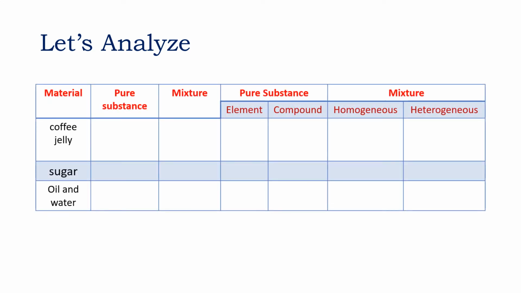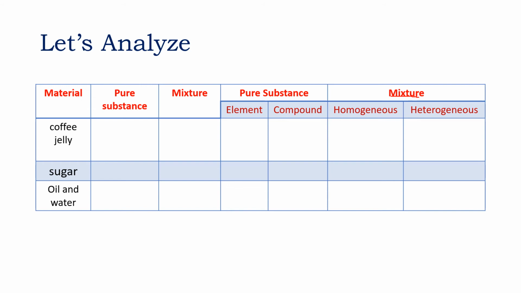Okay, so let's analyze this one. Okay, tingnan po natin. So we have the materials, coffee jelly, sugar, oil, and water. And then, i-check po natin kung pure substance pa siya, mixture. Kung pure substance siya, anong klaseng pure substance? Element po ba or compound? Kung mixture naman po, anong klaseng mixture po siya? Homogeneous po ba or heterogeneous mixture? So, tingnan natin, isa-isahin po natin. Unahin natin si coffee jelly.